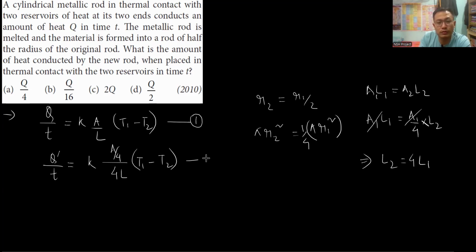This is equation 1, this is equation 2. What is the amount of heat conducted? Q dash is equal to 1 by 16 times of Q. So which option is it? Option number B. Check it.